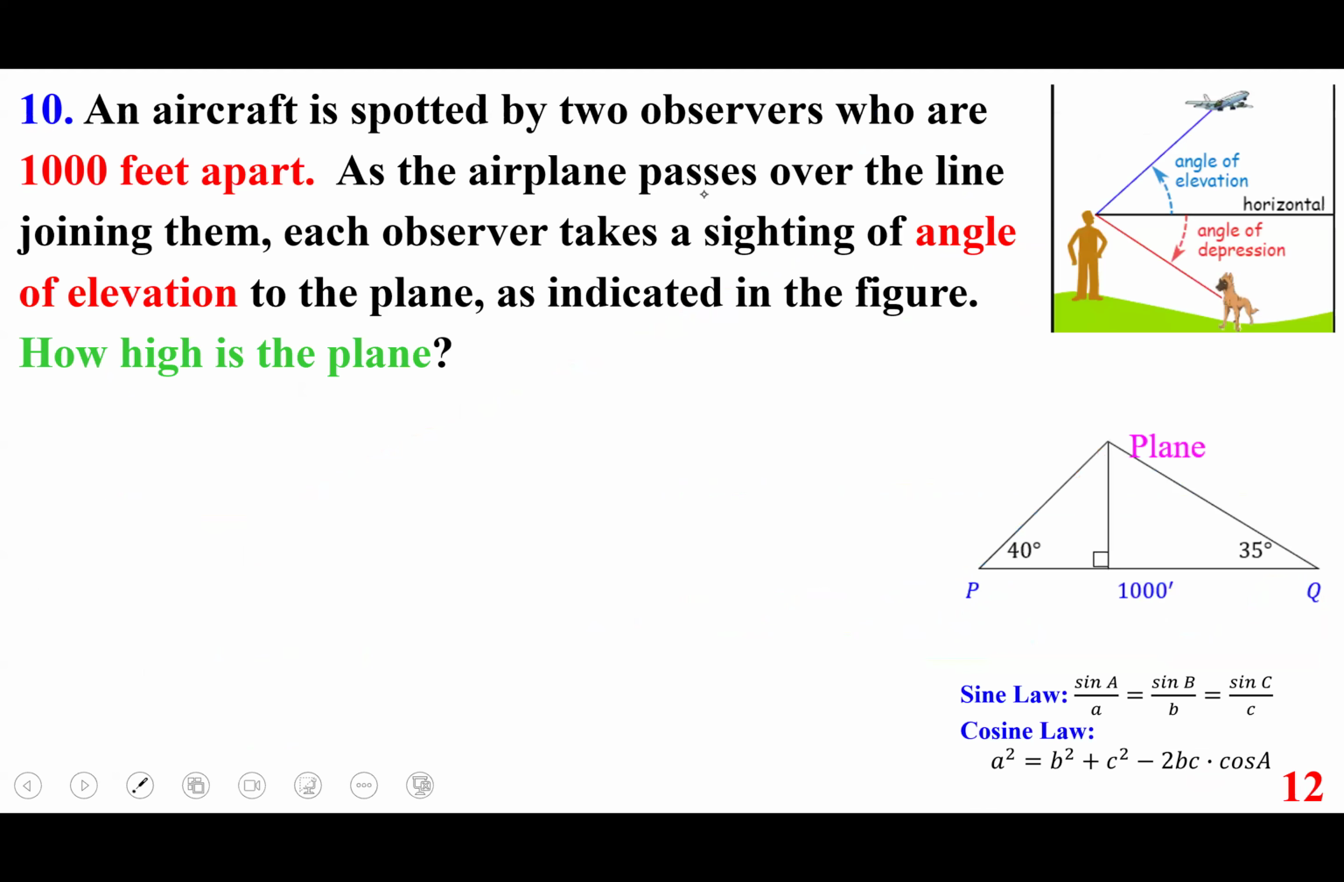Let's look at some applications. An aircraft is spotted by two observers who are 1,000 feet apart, P and Q. As the airplane passes over the line joining them, each observer takes a sighting of the angle of elevation. Remember, this is a horizontal line or plane. If you look up, angle of elevation; down, angle of depression. So up, the angle of elevation is indicated in the figure: 40 and 35 degrees.